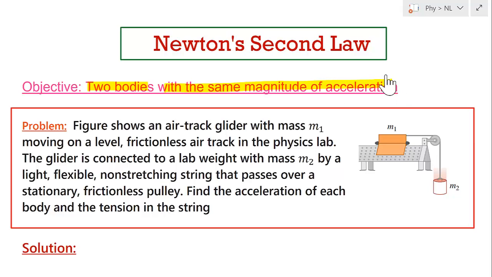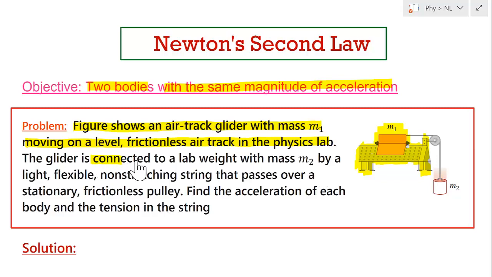So this problem says the figure shows an air track glider with a mass m1 moving on a level frictionless air track in the physics lab. So we have a glider of mass m1. This is the glider, and this glider is moving on this air track. This is the air track, and this air track is kept in the physics lab. And this air track is frictionless. So there is no friction between glider and air track.